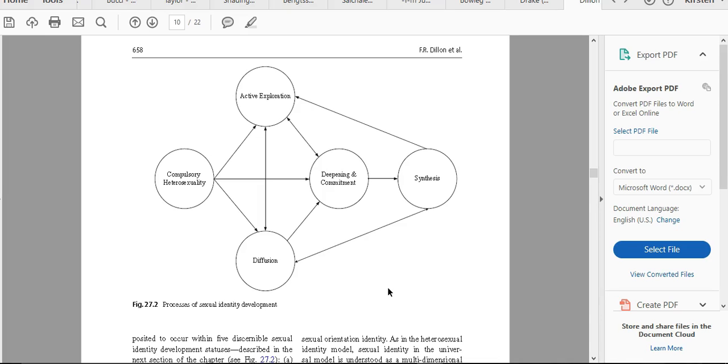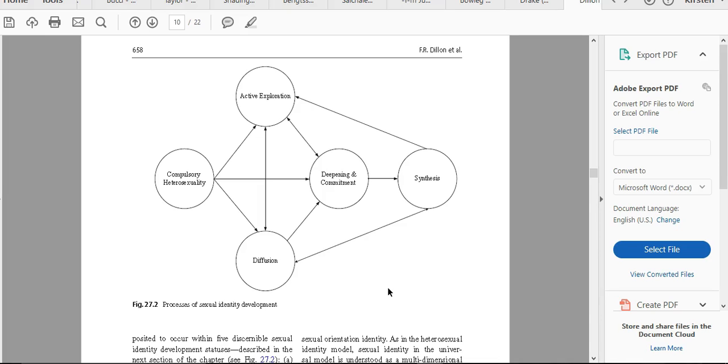This really aligns with Marcia's concept of foreclosure. Most people are likely to experience very little conscious thought about their adoption of this status, so this is where they may not actually know that they're heterosexual, or they may know that they are heterosexual but not really question or think of this in any capacity.